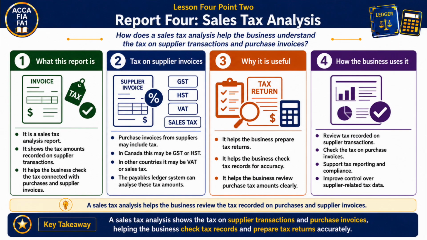Report 4. Sales tax analysis. The fourth report is a sales tax analysis. Even though the business is dealing with suppliers, sales tax may still be involved in purchase invoices. For example, in Canada, this may involve GST or HST. In other countries, it may be called VAT or sales tax. When the business receives supplier invoices, the invoices may include tax. The payables ledger system can produce a report showing tax amounts recorded on supplier transactions. This is useful because the business may need to prepare tax returns or check tax records. In simple words, a sales tax analysis helps the business check the tax connected with purchases and supplier invoices.